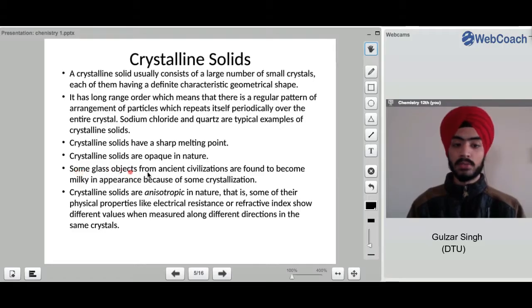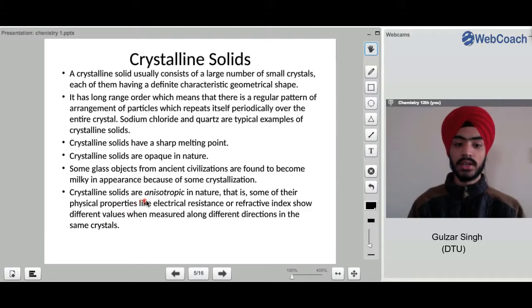Some glass objects from ancient civilizations are found to become milky in appearance because of crystallization. Crystalline solids are formed when a solid is heated and then cooled gradually. Therefore, ancient glasses are found to be milky because they got heated by the sun's rays and then were cooled gradually.